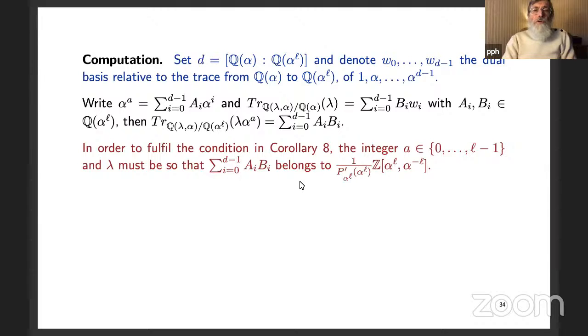Now, in order to fulfill the condition in corollary 8, that is to ensure that there will be infinitely many traces which are integral, we say that the integer A, which a priori belongs to 0 to L minus 1, and the algebraic number lambda must be such that the sum of a_i b_i belongs to this module, which occurred in the statement of corollary 8. So again, P prime of alpha^L evaluated at alpha^L times Z of alpha^L, alpha^L minus L.